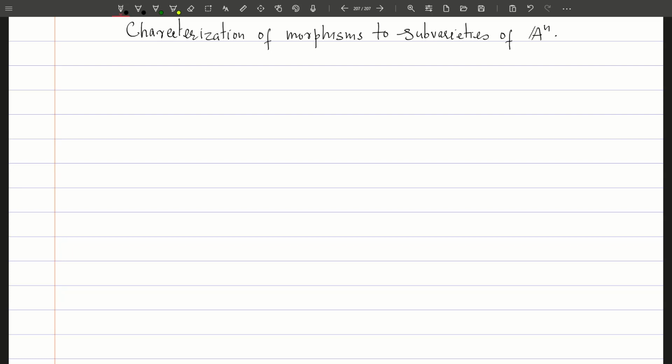So far, we have discussed morphisms. Let us quickly recall what we mean by a morphism. Suppose we are given two varieties, say x and y, and suppose we have a map phi from x to y. Then we call this map phi a morphism, or sometimes a regular map.